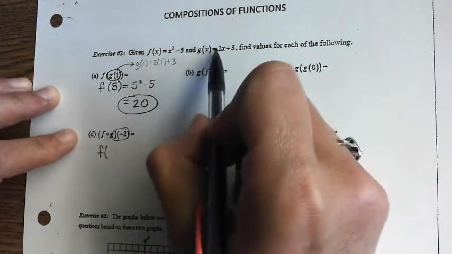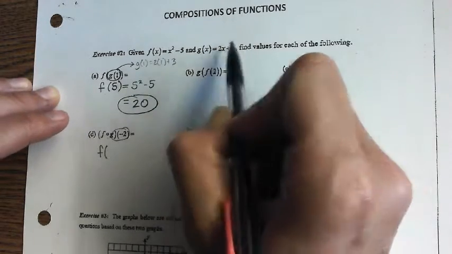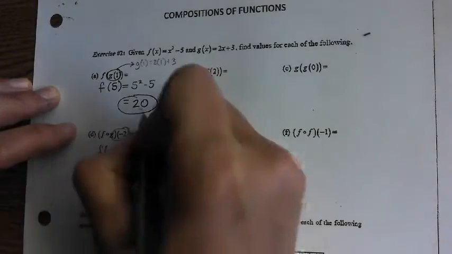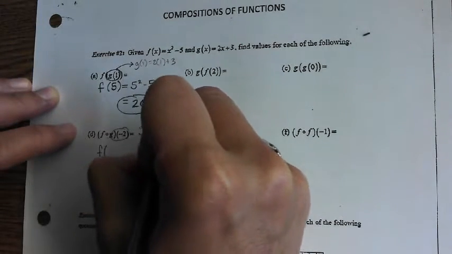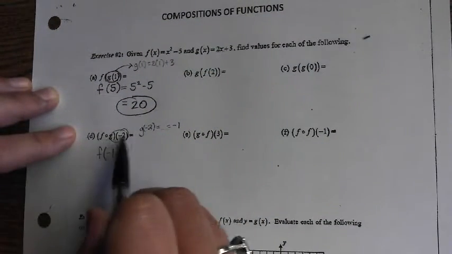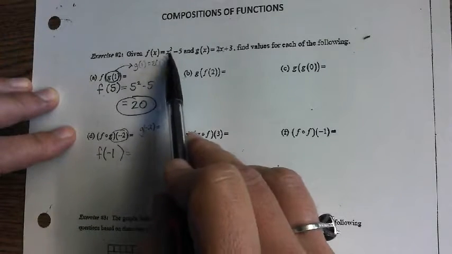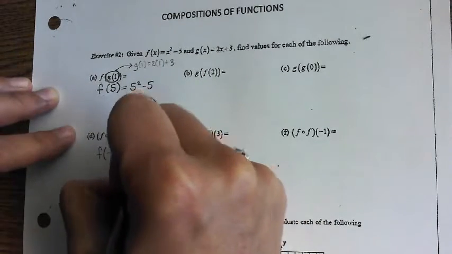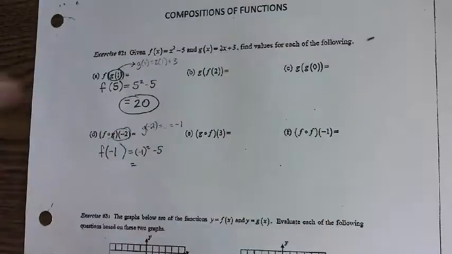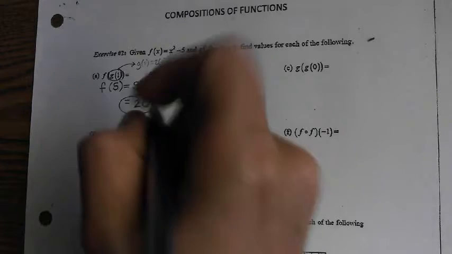And if I go up here and I do G of negative 2, 2 times negative 2 gives me negative 4, plus 3 gives me negative 1. So G of negative 2 equals negative 1. So I'm replacing that G of negative 2 with a negative 1, and now I just have to do F of negative 1, which is negative 1 squared minus 5, which is what, Jack B? Negative 4, good.